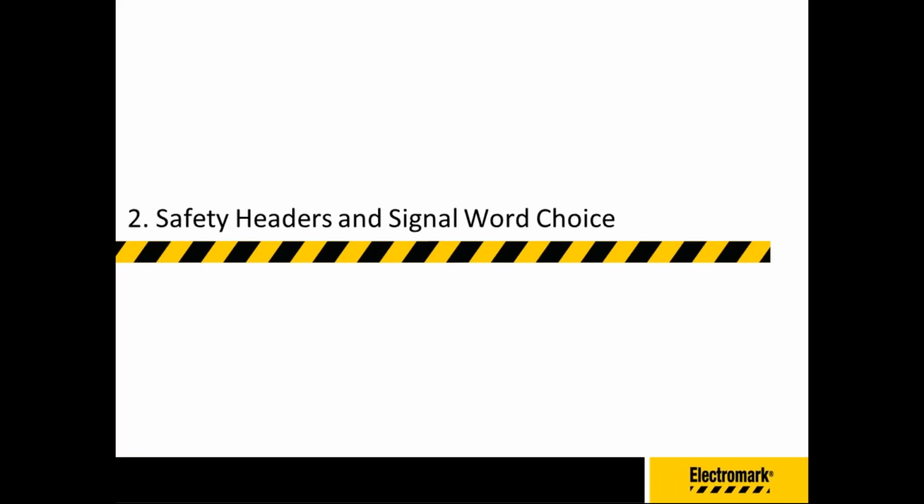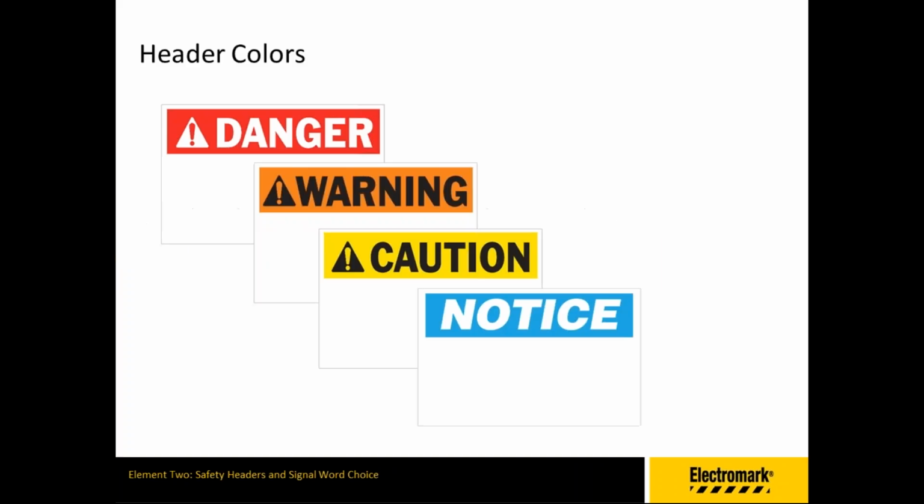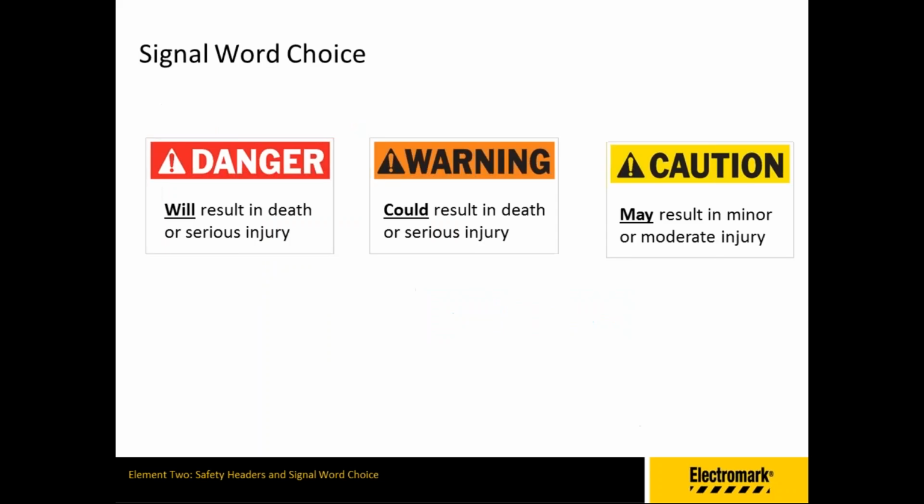Next, safety headers and signal word choice. Specific colors are always associated with specific header words, and only those colors with specific header words. So white lettering on a safety red background is used for danger. Black lettering on a safety orange background is used for warning. Black lettering on a safety yellow background is used for caution. And then italicized white lettering on a safety blue background is always used for notice.